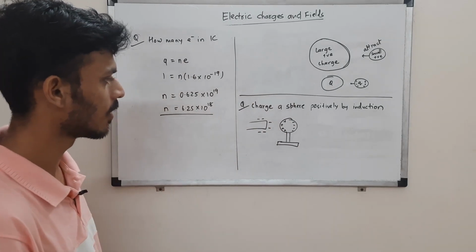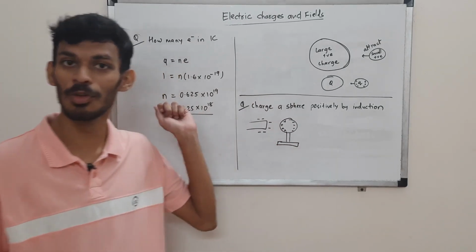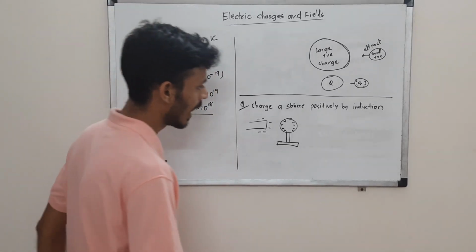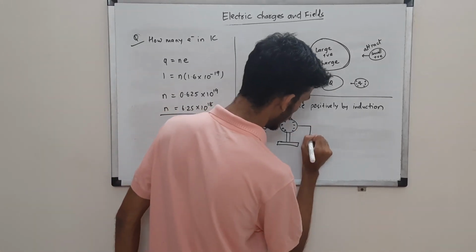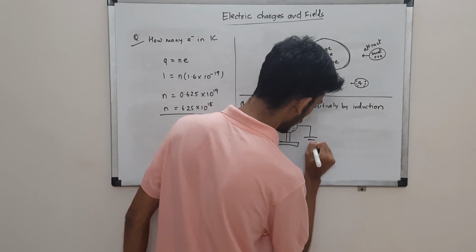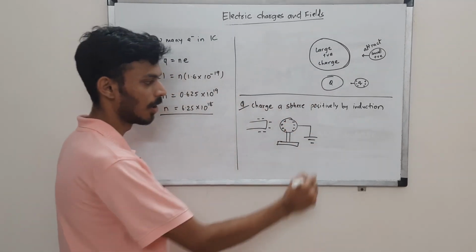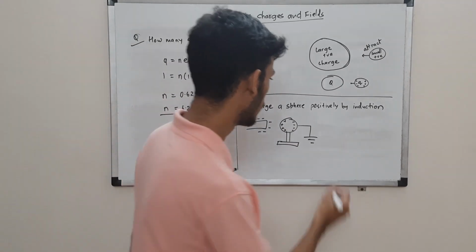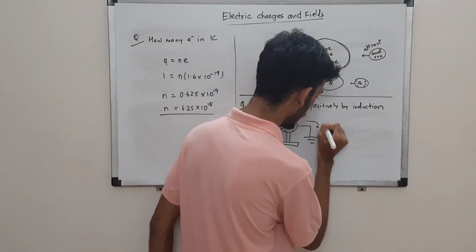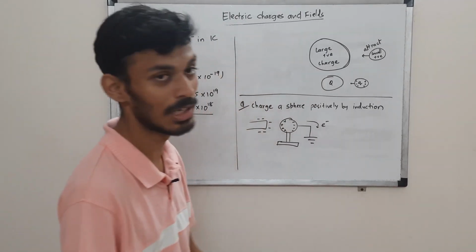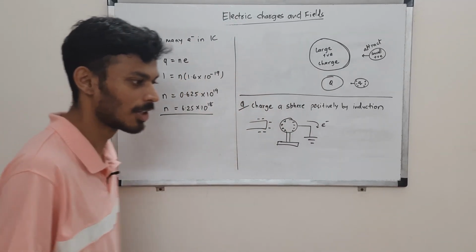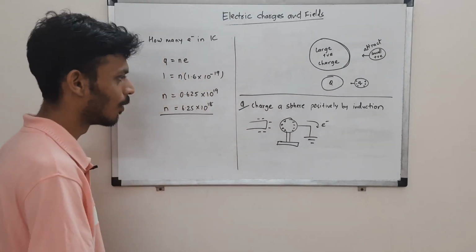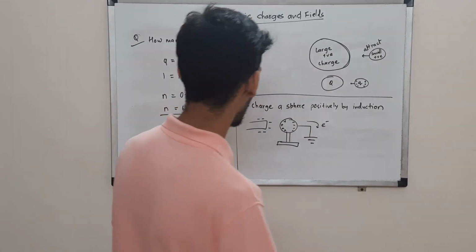Now what to do next? We'll keep the rod as it is, because if we remove the rod, the charges will disappear, you know that, right? So we'll keep the rod as it is and we'll ground the sphere. We'll connect this side of the sphere to ground, so that the negative charges, the electrons, basically flow through to the ground. So can anybody tell me if the ground is a good conductor or not? Do let me know the answers in the comment section. Is the earth a good conductor or not?